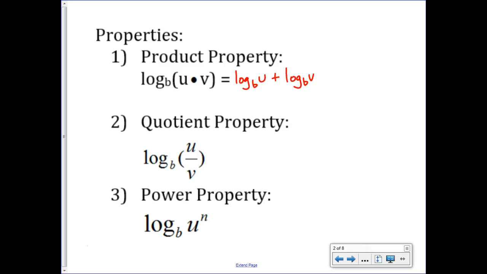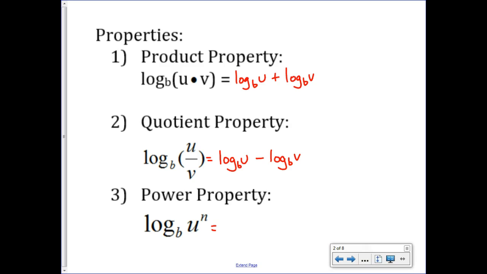Similarly, the quotient property will work so that we can separate out that u and v, but since we're dividing, we have log of u base b minus log of v base b. And these should look very similar to our exponent properties because logs and exponents are very much from that same family. So then your power property is probably a new one for you.